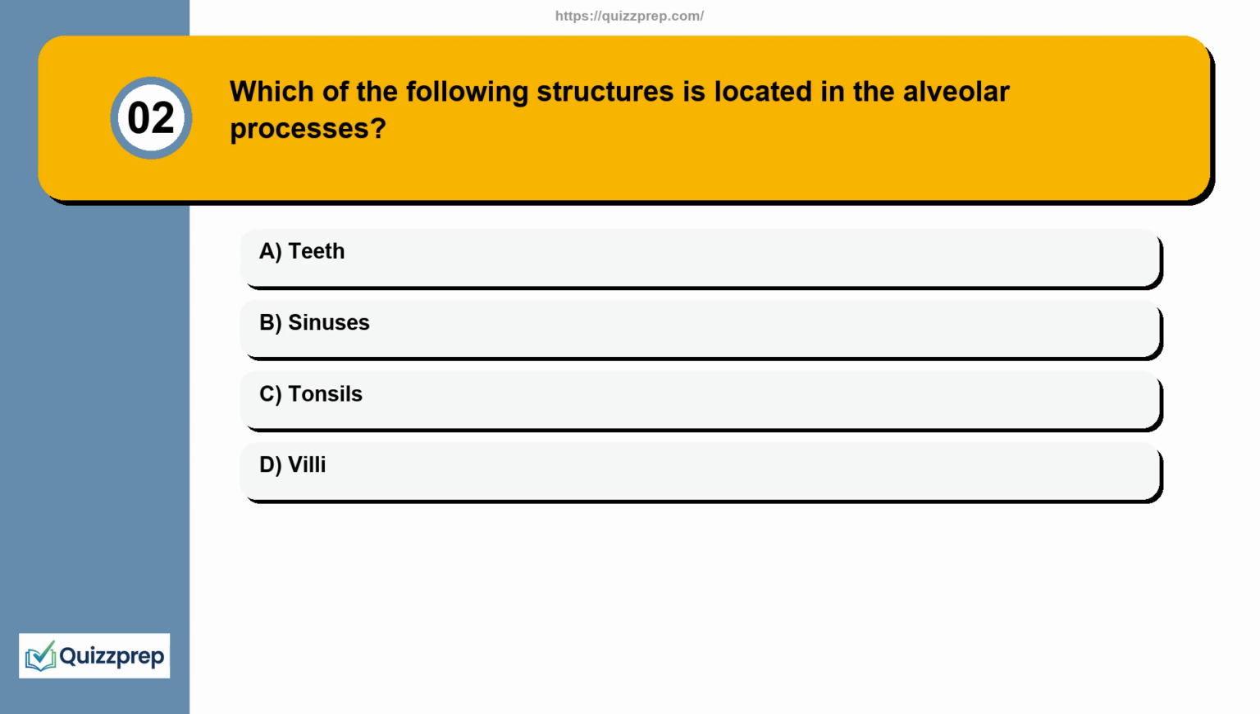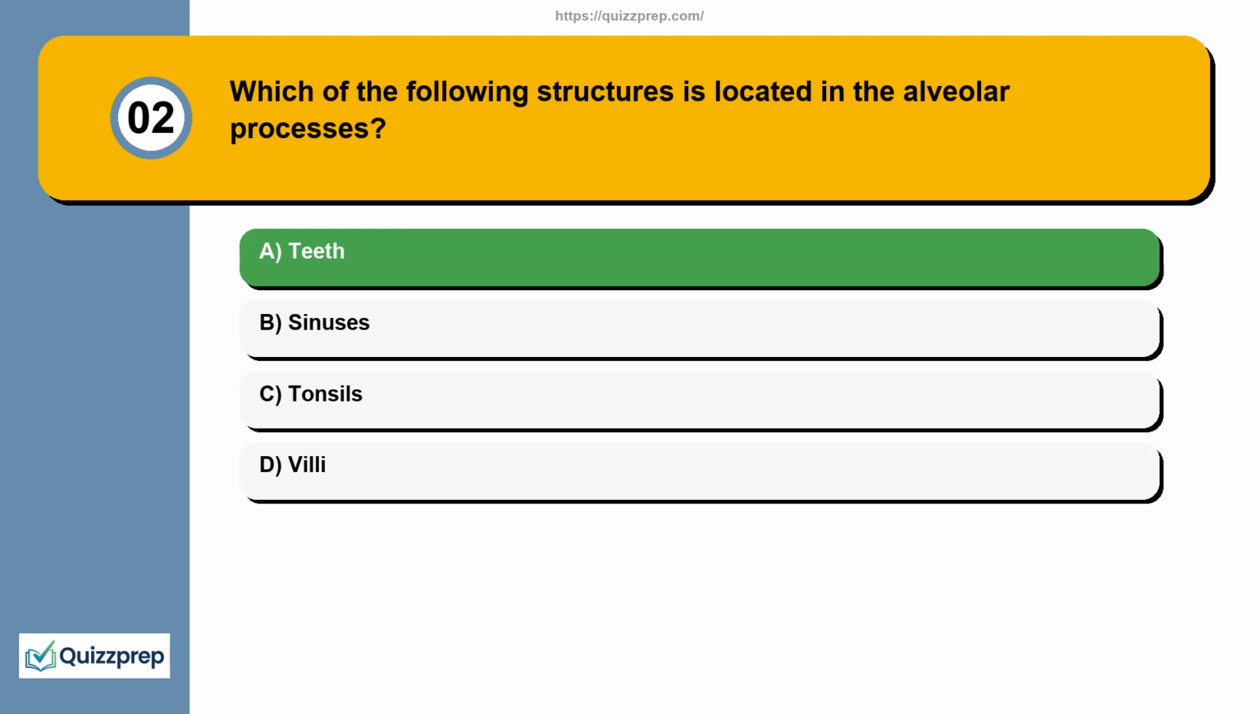Question 2. Which of the following structures is located in the alveolar processes? Option A, teeth. Option B, sinuses. Option C, tonsils. Option D, villi. The correct answer is option A, teeth.